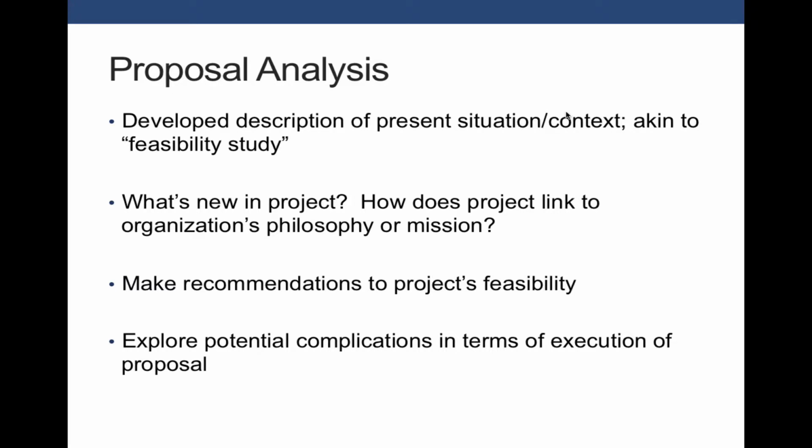With the executive summary in place, you want to move on to your analysis. It's somewhat like the feasibility study that you did in the groups earlier in the course. So you want to think about the present situation and context for your idea. Some kinds of things that you want to think about within the analysis are what's new in the project, how does it link to your organization's philosophy or mission if you're writing to an internal audience.